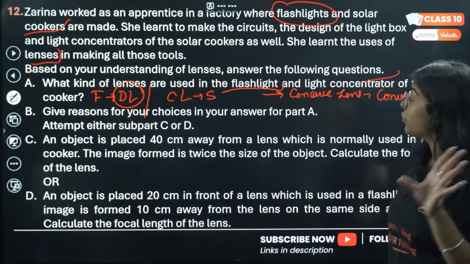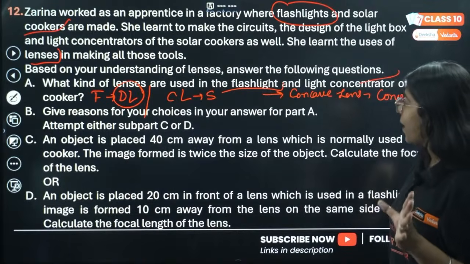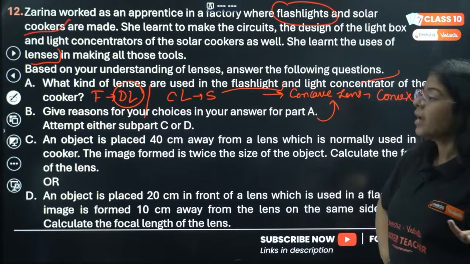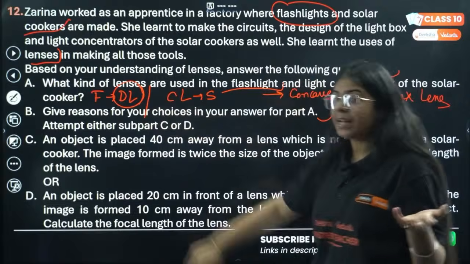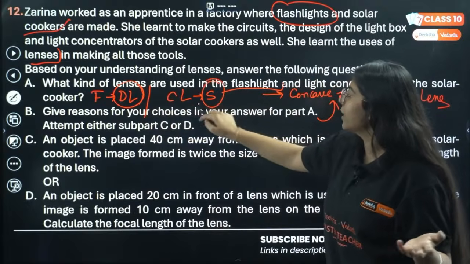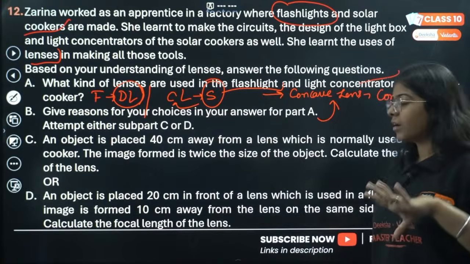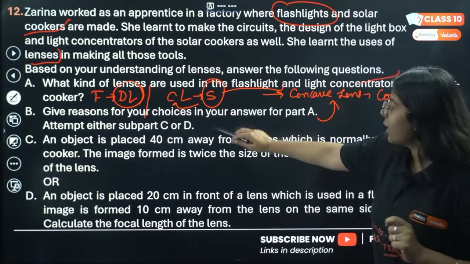Give reason for your choices in your answer for part A. Okay, we already gave the reason. For the flashlight, we need a diverging lens. For the solar cooker, we need a converging lens. A diverging lens is a concave lens, a converging lens is a convex lens. Okay, attempt either C or D.